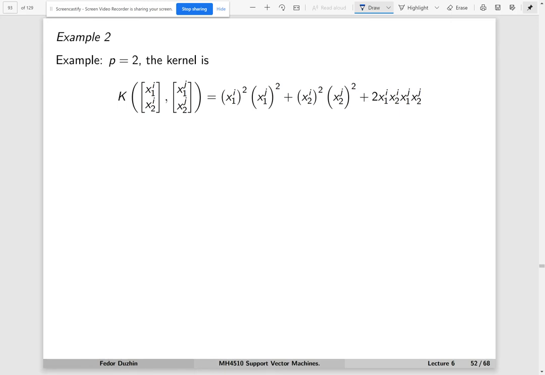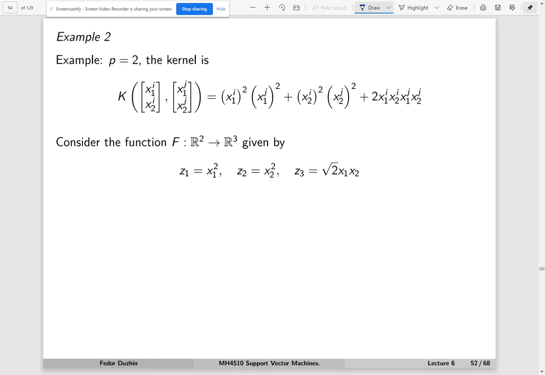So here is another example. Suppose that our kernel works like this, right? We take the product of the squares of the first entries, plus the product of the squares of the second entries, plus double the product of all the entries of the two vectors.